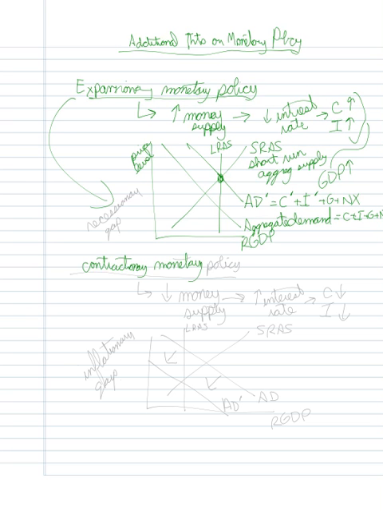In contractionary monetary policy, the exact opposite thing is happening. Here I am lowering the money supply. And as I lower the money supply, the interest rate goes up. And as the interest rate goes up, consumption falls and investment falls.